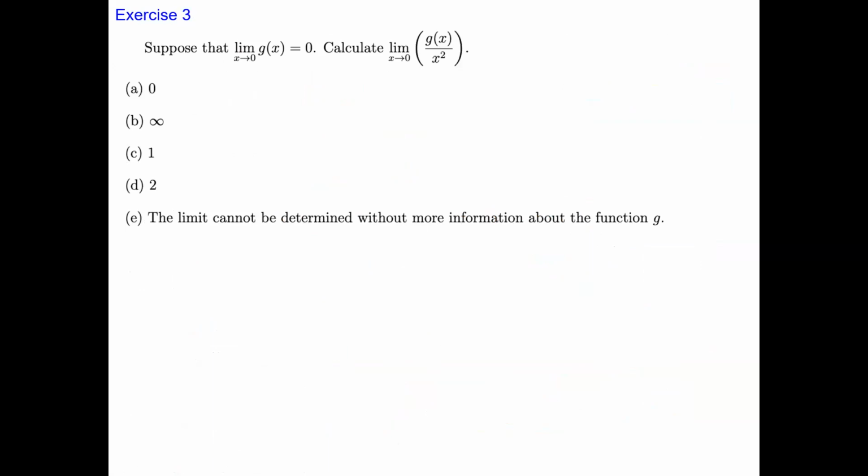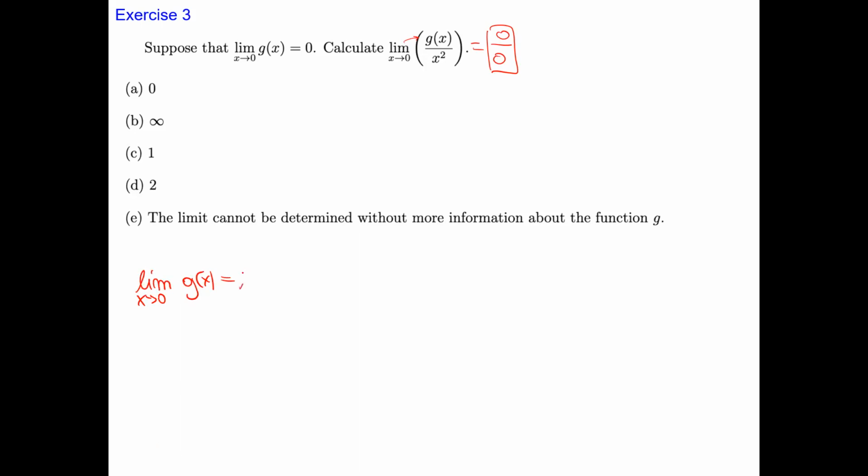Suppose that the limit as x approaches 0 of g of x is 0. Calculate the limit of g of x over x squared. That means this is 0. The limit of g of x is 0, 0 squared is 0, so 0 over 0. We know that is an indeterminate form. Now, we don't know exactly, because the problem is with g of x, we don't know what kind of zero it is. Function g of x could be x squared.